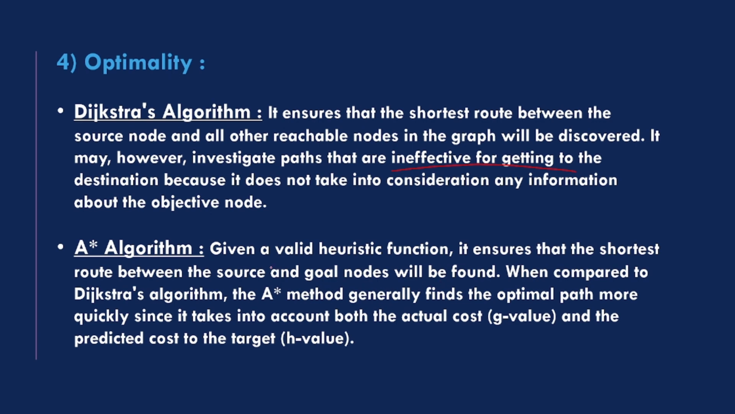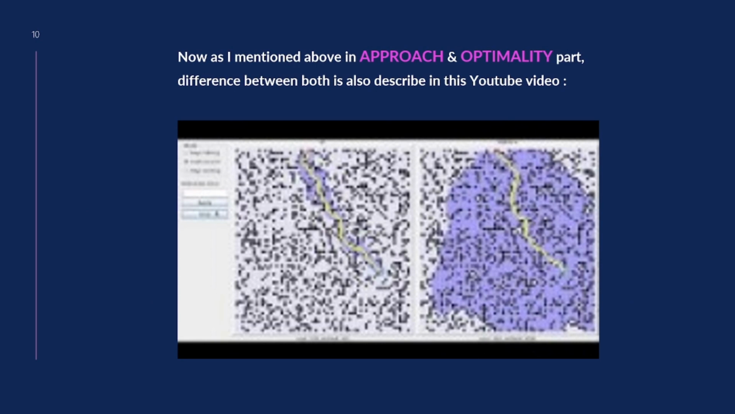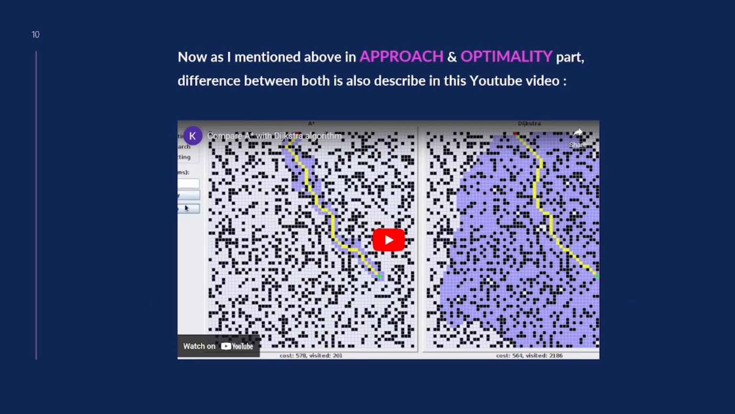Now the A-star algorithm, given a valid heuristic function, ensures that the shortest route between the source and goal node will be found. When compared to Dijkstra's algorithm, the A-star method generally finds the optimal path more quickly since it takes into account both the actual cost and the predicted cost to the target, the H value, as you know from the formula. So let's watch this video. The difference between both in approach and optimality is also described in this YouTube video. Let's get more.